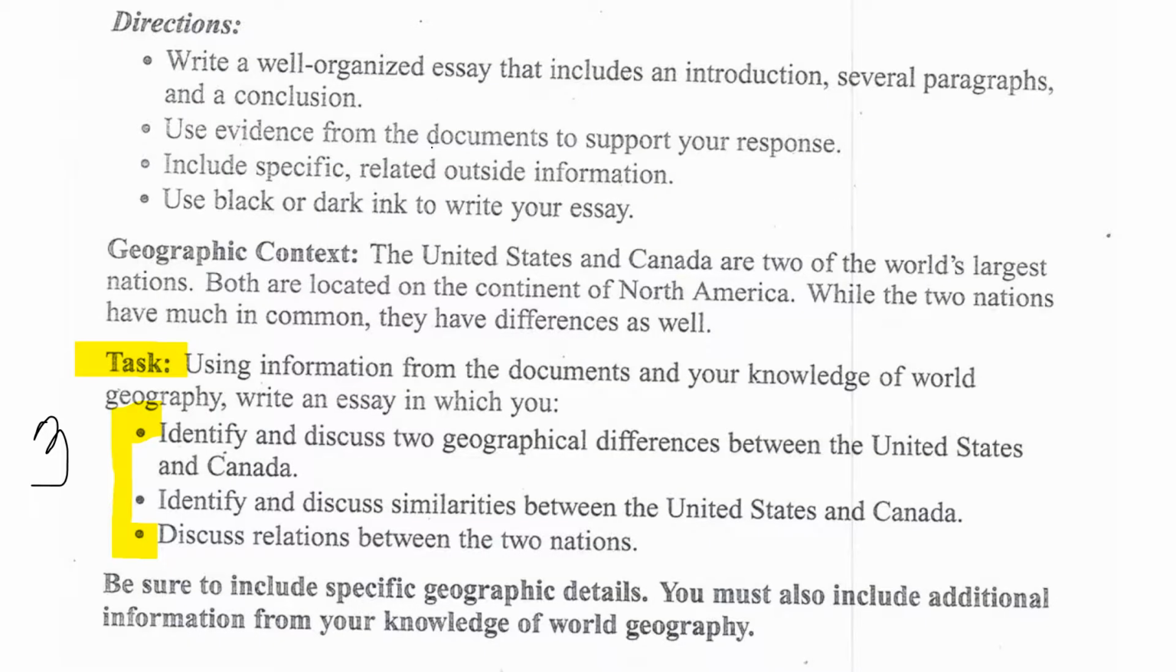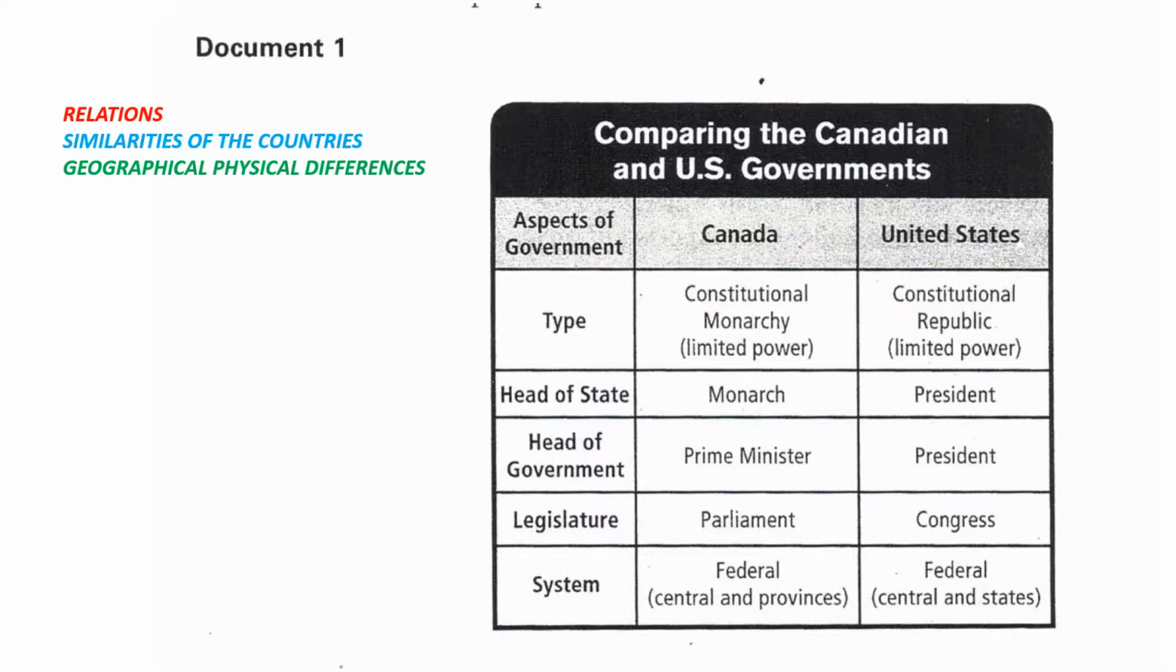Here's your task again. You'll notice you're looking for 3 body paragraphs. Anything that has to do with geographical differences, we're going to highlight in green. Anything that has to do with similarities, we're going to highlight in blue. And anything that has to do with relations between the 2 nations, we're going to highlight in red. Let's start with document 1. This is a chart.